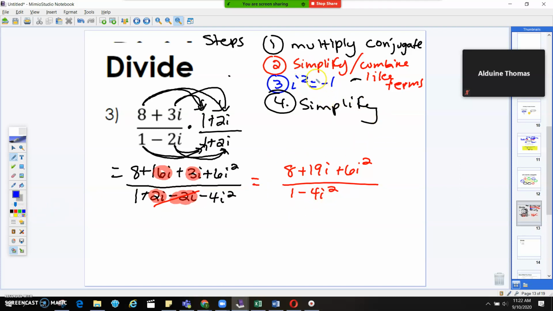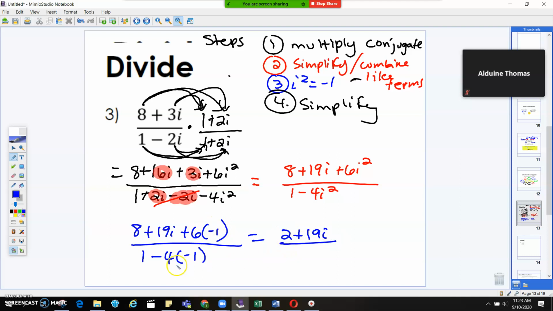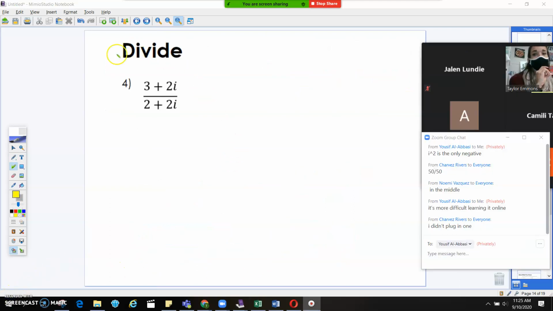Step 3, you've got i squared equals negative 1. So you're going to plug that in. So you're going to get 8 plus 19i plus 6 times negative 1 all over 1 minus 4 times negative 1. If I simplify, I'm going to have 8 minus 6, which is going to give me 2, plus 19i over 1 plus 4, which is going to give me 5. All right, so you're taking a second and you're writing down number 4, and then we're going to try it in just 1 second last time.